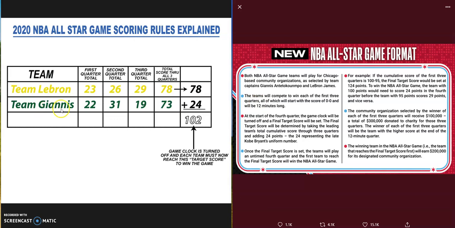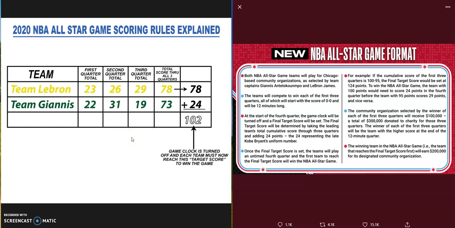Just for starters, each quarter is going to be scored separately. So every quarter, beginning with the first quarter, will start 0-0. In this example, we're just going to say that Team LeBron scores 23 points and Team Giannis scores 22. That's the total for that quarter. The only thing is, when the second quarter starts, it will start at 0-0.